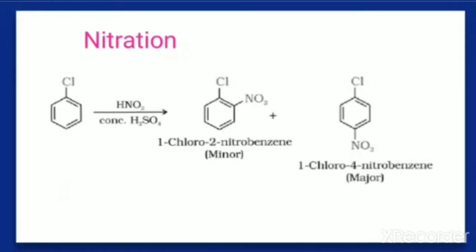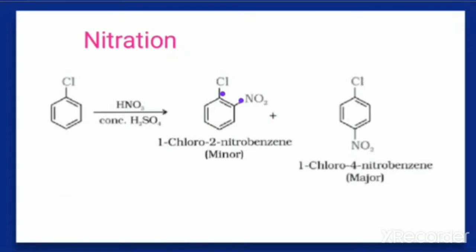Nitration is carried out by heating haloarenes with concentrated HNO3 in the presence of concentrated H2SO4. So, at that time, two products are obtained, which are 1-chloro-2-nitrobenzene and the other one is 1-chloro-4-nitrobenzene. Look at the structure once again. How the name comes here: 1-chloro, the chloro is on the first carbon and the nitro group is on the second carbon.